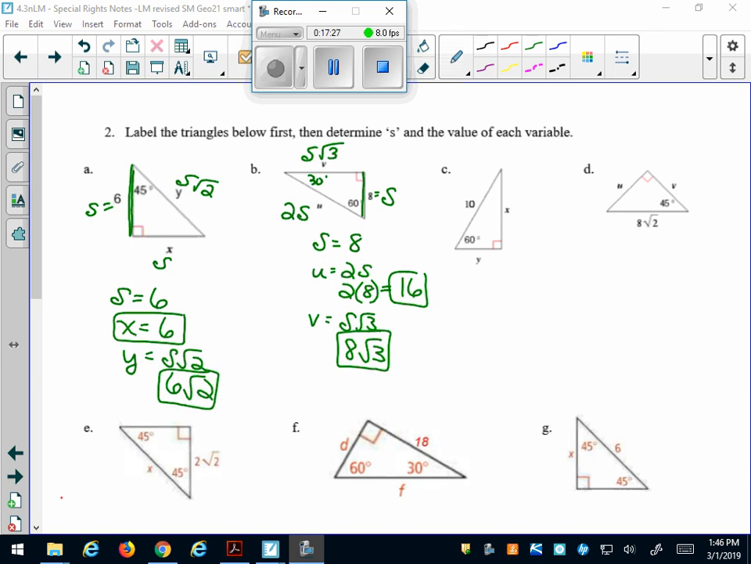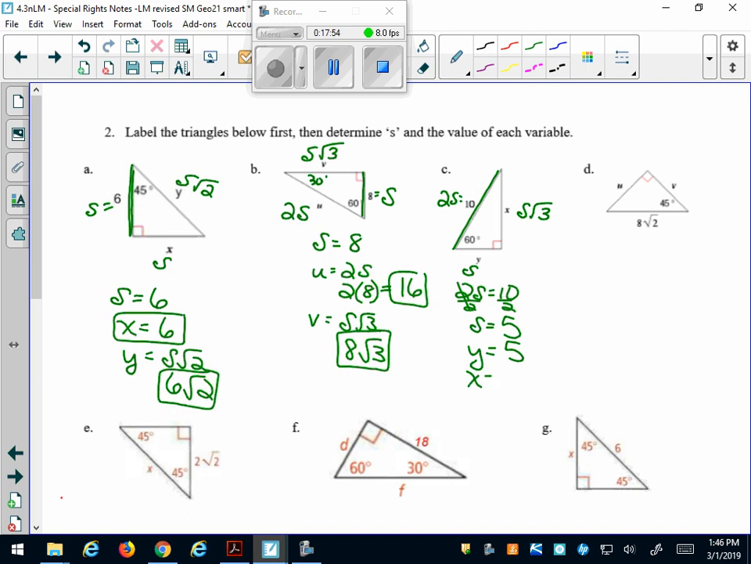Okay, so the side across from 30 is S. Across from 90 is 2S. Across from 60 is S root 3. So here is the side that they gave you a number on. So we can make it 2S equals 10. This time we have to solve for S. What does S equal? 5. Okay, so if S equals 5, what's Y? 5, and what's X? 5 root 3. Yeah? Okay.